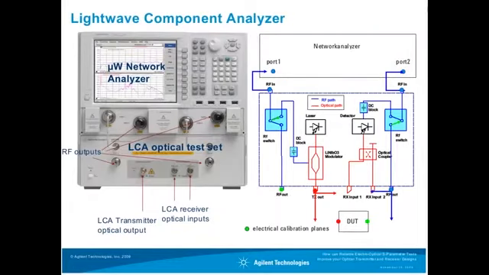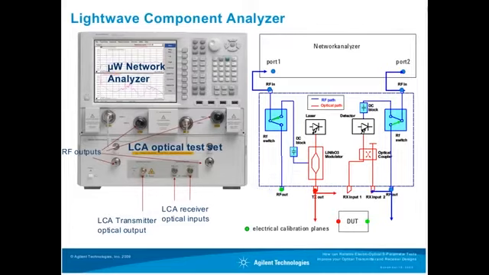Let me show you a little bit more about the details of such a Lightwave Component Analyzer. As I said, the Lightwave Component Analyzer on one hand consists of a network analyzer, a microwave network analyzer, and this is tightly connected to an optical test set. Tightly connected means there's a connection of RF cables into the test set, and the RF from the network analyzer is then actually either routed to an internal reference transmitter, or it's moved out in order to connect to the device under test.